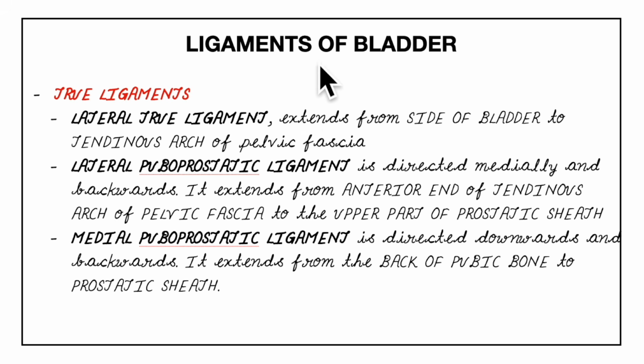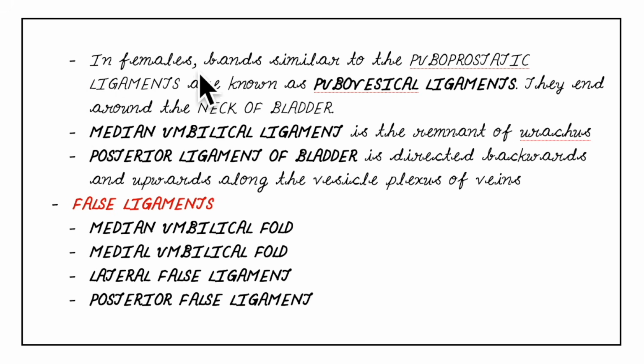Summarizing the important points that we learned under the ligaments of the bladder, we have true ligaments, that is the lateral true ligament that extends from the side of the bladder to the tendinous arch of the pelvic fascia. We have the lateral puboprostatic ligament that is directed medially and backwards. It extends from the anterior end of the tendinous arch of the pelvic fascia to the upper part of the prostatic sheath. Looking at the medial puboprostatic ligament, it is directed downwards and backwards. It extends from the back of the pubic bone to the prostatic sheath. In females, the bands similar to the puboprostatic ligaments are known as the pubovesical ligaments.